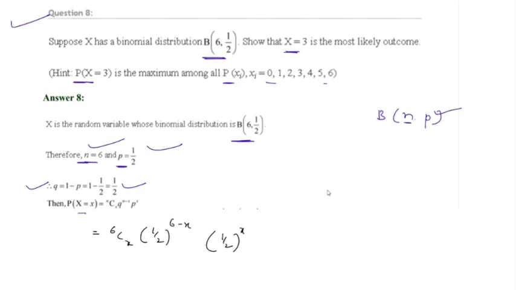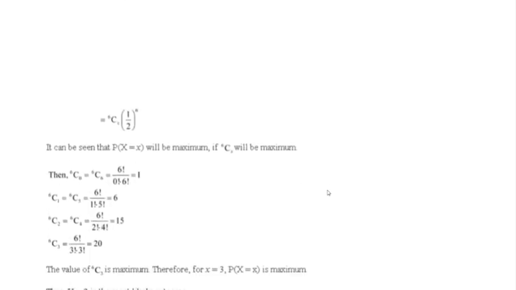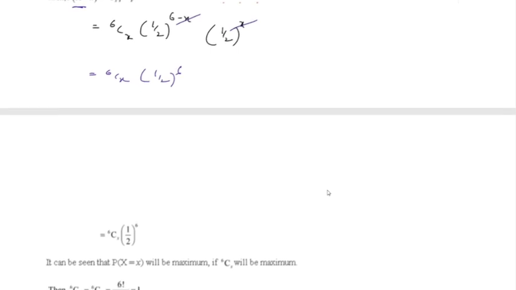Then P(X = x) equals nCx q to the power n minus x, p to the power x. Just substitute the values here. n is 6, so 6Cx, where failure is 1/2 and success is also 1/2, that is 6Cx (1/2) to the power 6 minus x into (1/2) to the power x, which is the standard form. Here the exponents x and minus x get cancelled, so we only get 6Cx (1/2) to the power of 6, right, this term.